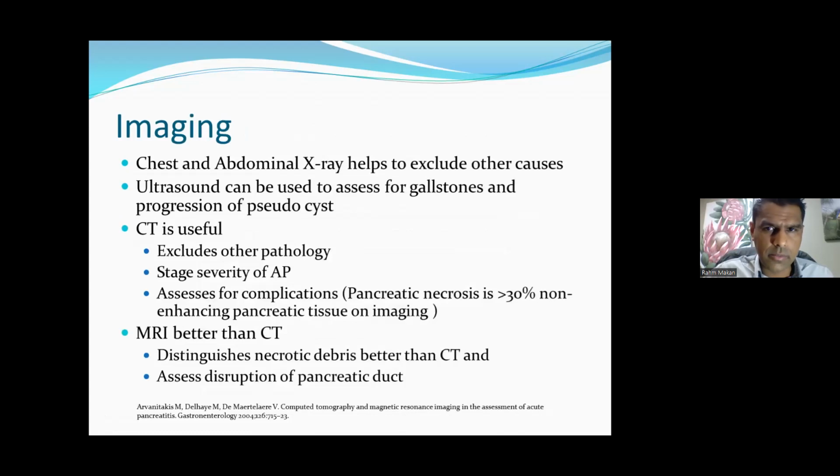Then you can go on to imaging of your patient. So when you do a chest and abdominal X-ray, you try to exclude other causes like a perforated viscus and other causes for the pain. The ultrasound is helpful in assessing for gallstones and if you have the development of a pseudocyst. The CT is also useful because it excludes other pathologies and it helps to stage the severity of your acute pancreatitis. So you can then find your edematous pancreas or necrosis thereof.